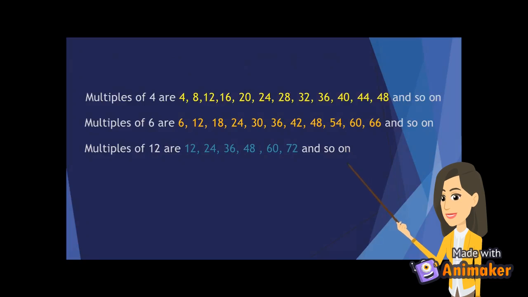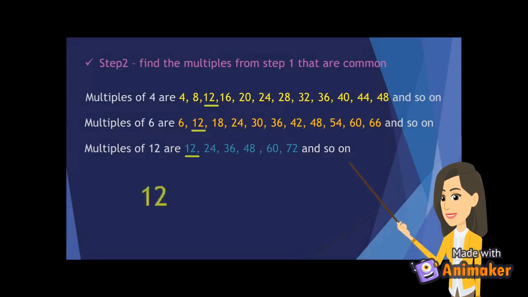Now we execute Step 2, which is finding the multiples from Step 1 that are in common. What do we see? 12 happens to be the common multiple. Then what is the next one? 24. Yes, that too is a common multiple. And we can find further common multiples, which are going to get higher and higher.